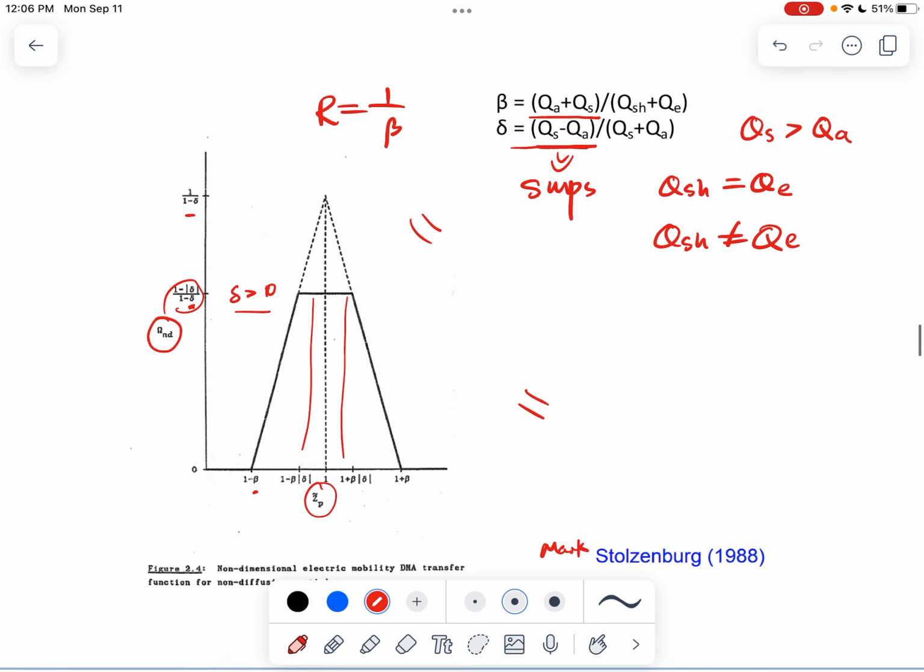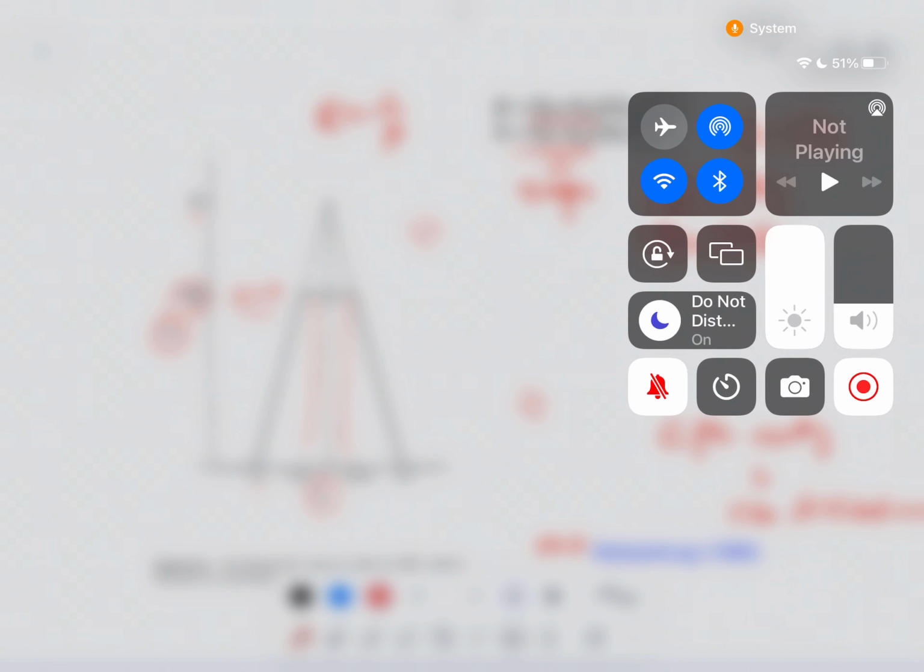So next class, we're going to talk about how the transfer function depends on Brownian motion, Brownian diffusion, and also to study how to convert the CPC reading to the size distribution. Okay, so that's it for this class, and feel free to let me know if you have any questions.